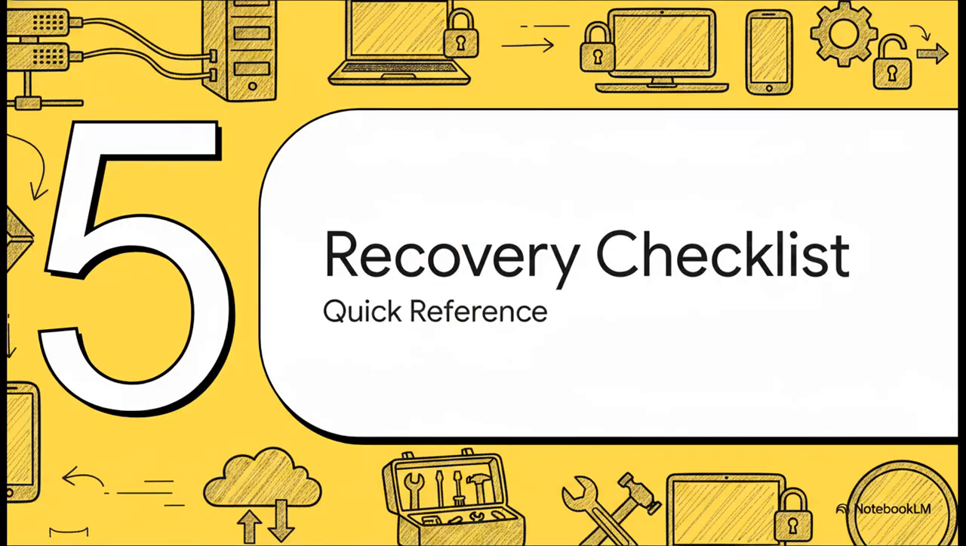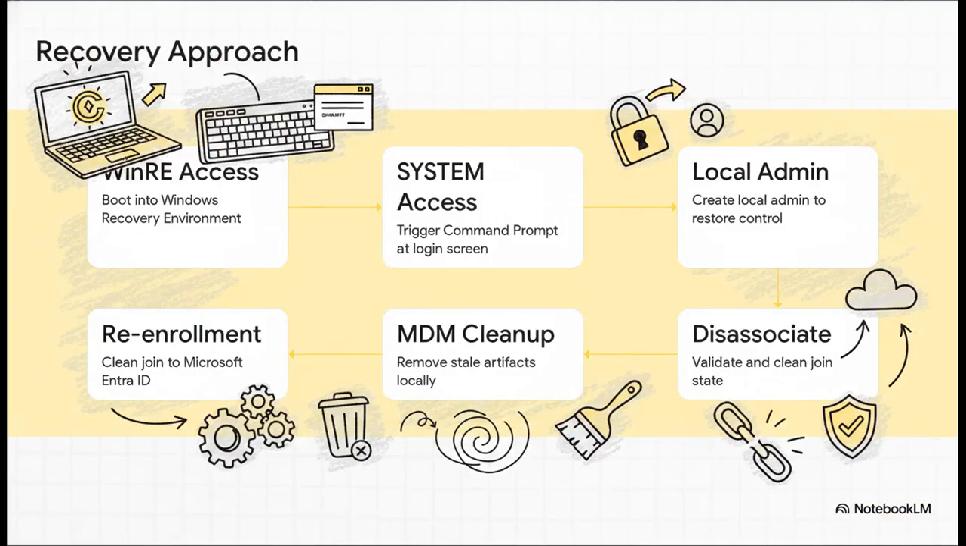Let's wrap it up with Part 5, the Recovery Workflow Checklist. Quick reference. Here is your high-level summary of the entire non-destructive recovery workflow, perfect for quick reference out in the field. Step 1. Get into WinRE and back up that user data. Step 2. Use the sticky keys bypass for system command access. Step 3. Disassociate the broken Entra state. Step 4. Run the deep PowerShell cleanup targeting the registry and certificates. And Step 5. Execute a clean re-enrollment.